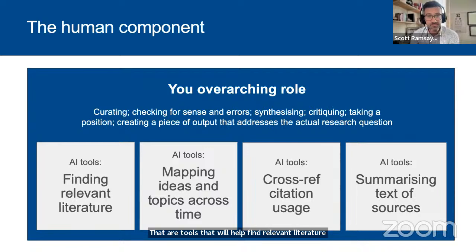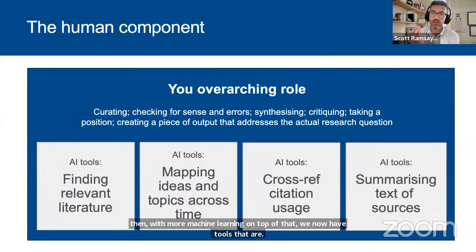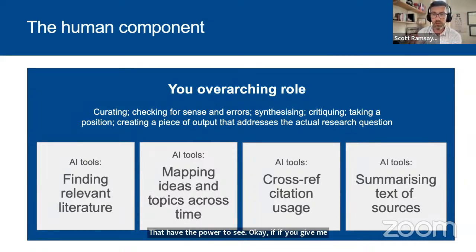There are databases, and I'm not suggesting that those are artificial intelligence. I'm saying those are the oldest types of existing technology to help us find literature. But then with more machine learning on top of that, we now have tools that say, okay, if you give me one reference to begin with, one article that you have read, I can now go and find other articles that are connected to this because either they mention the same topics, or because they cite this paper, or vice versa, this paper cites them.